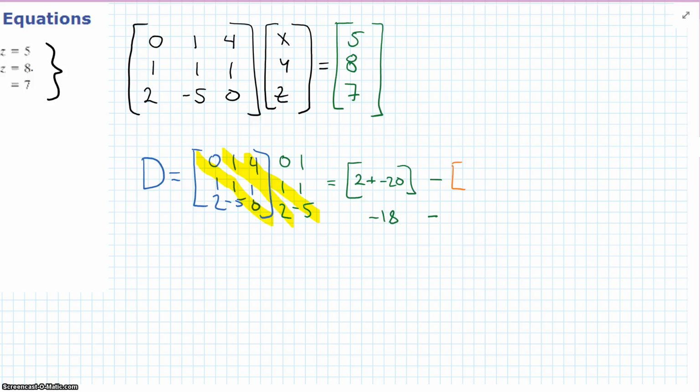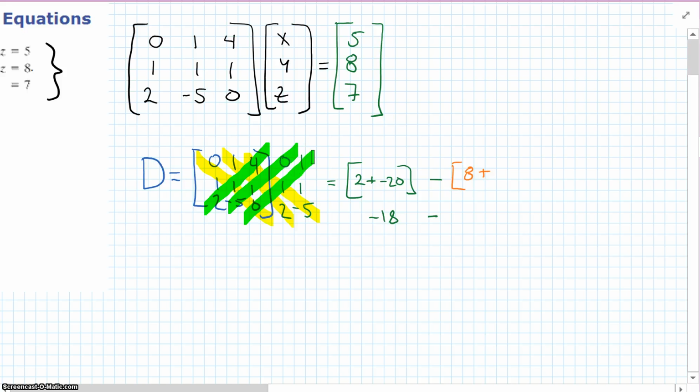So let's find the diagonals going the other way. 2 times 1 times 4 is 8. Plus 5 times 1 times 0 is 0, and 0 times 1 times 1 is 0. So it's going to be negative 18 minus 8.